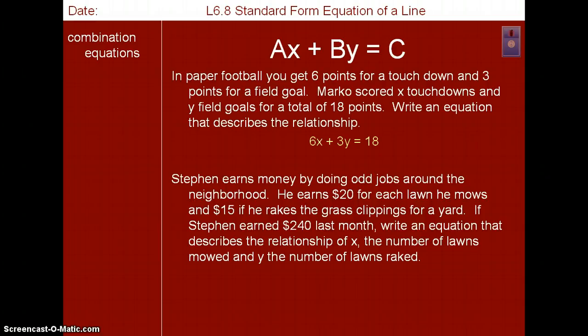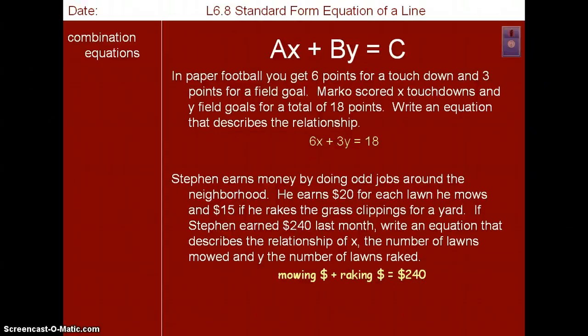Another combination one that we might see. Steven's earning money by doing odd jobs around the neighborhood. $20 for each lawn that he mows, $15 if he rakes the grass clippings for a yard. If he earned $240 last month, we want to write an equation that describes the relationship of x, the number of lawns mowed, and y, the number of lawns raked.